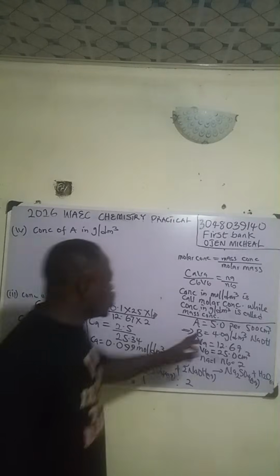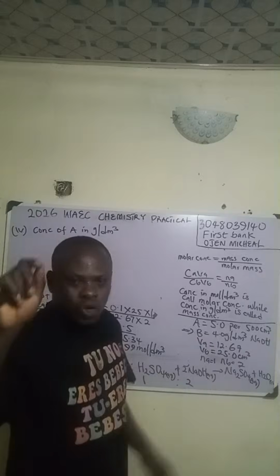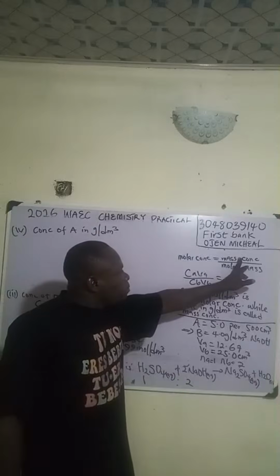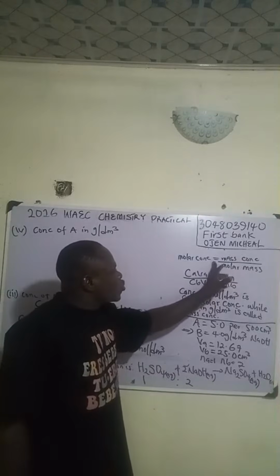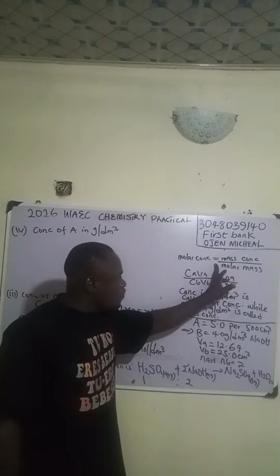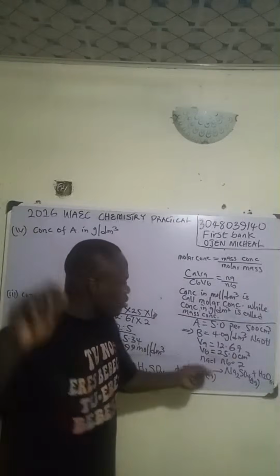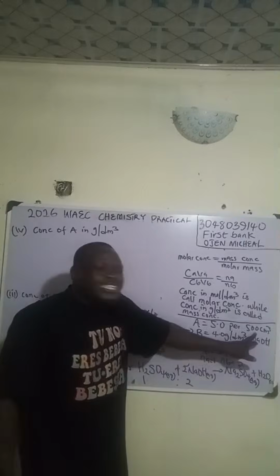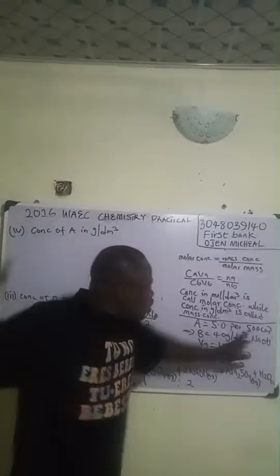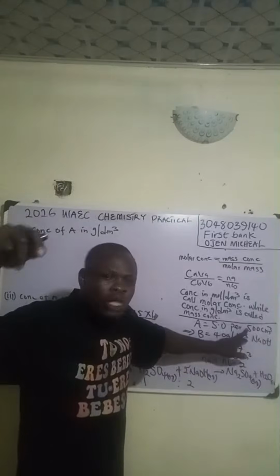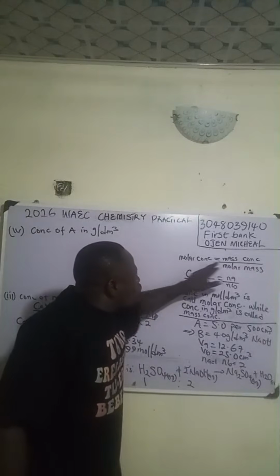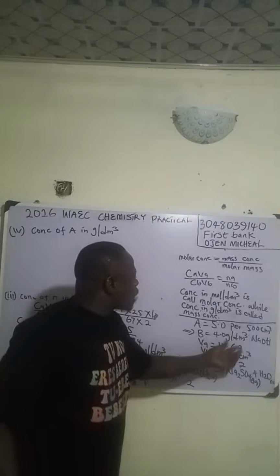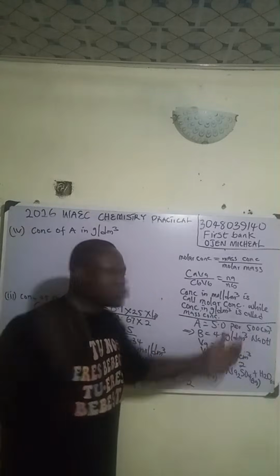Now listen. This one is where some students used to get confused. By the time they ask you concentration, we have said that mass concentration is equal to molar concentration multiplied by molar mass. Are you following? But in this case, please take note. A is given in 5.0 per cm cubed. It's not given in grams per dm cubed. Therefore, you cannot use that formula. If you use that formula, you fail. So you are going to change this one now to dm cubed. How do you do that?